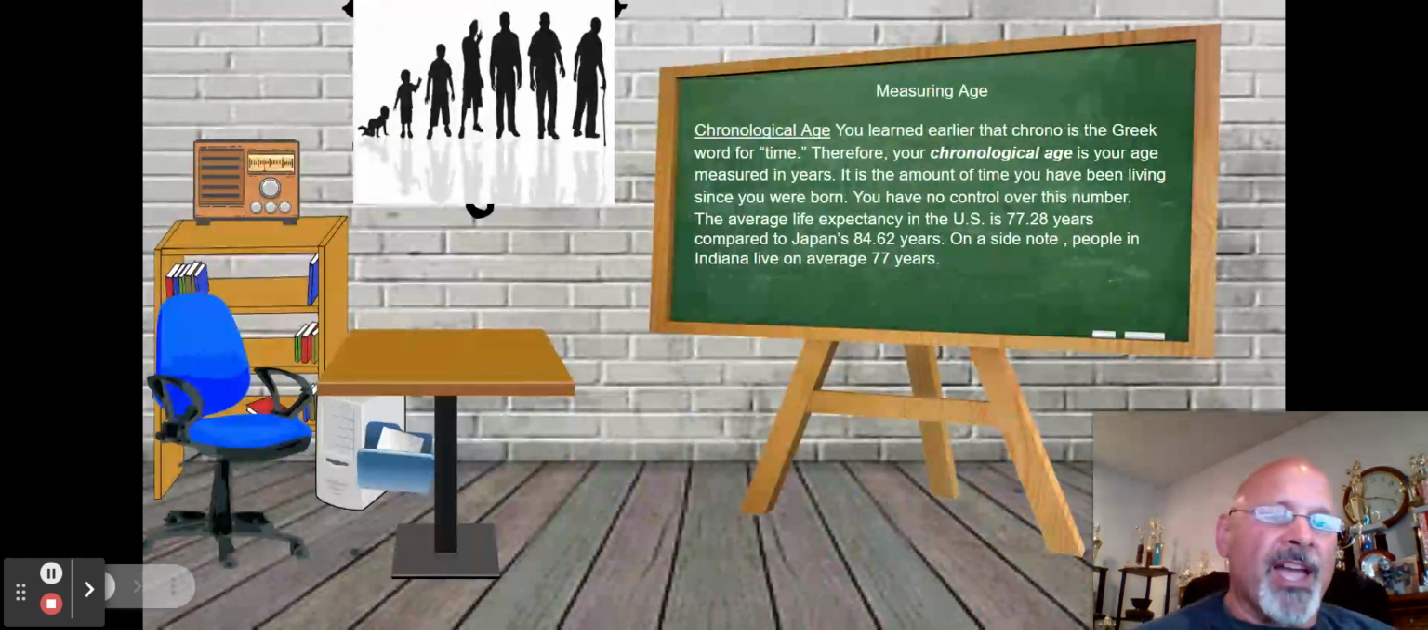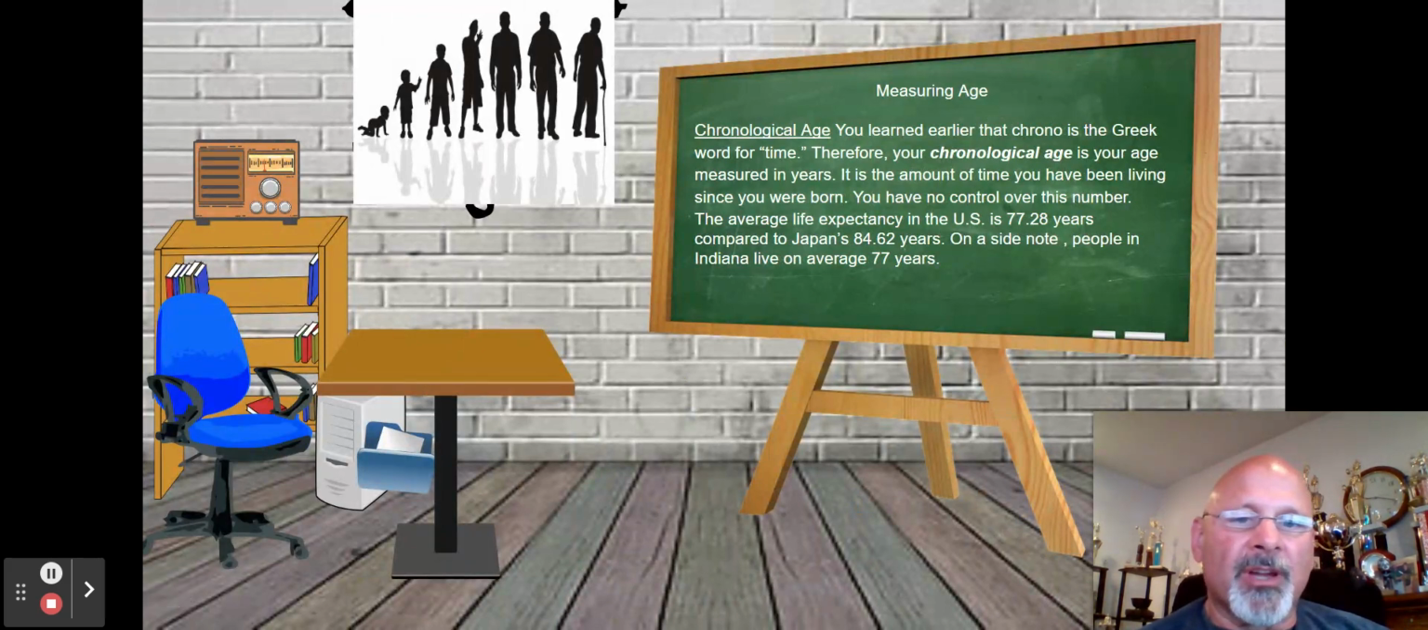First of all, we need to look at how we measure age. Chronological age comes from the Greek word chrono, which means time. Your chronological age is your age measured in years. This is the amount of time you've been living since you were born. We have no control of this.